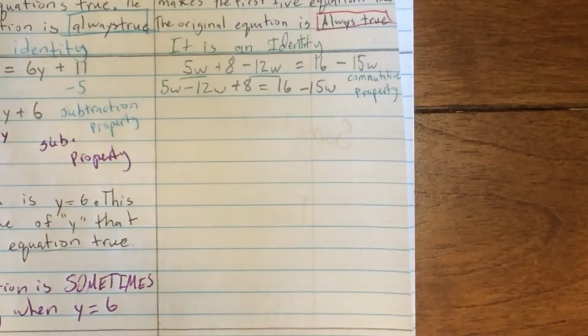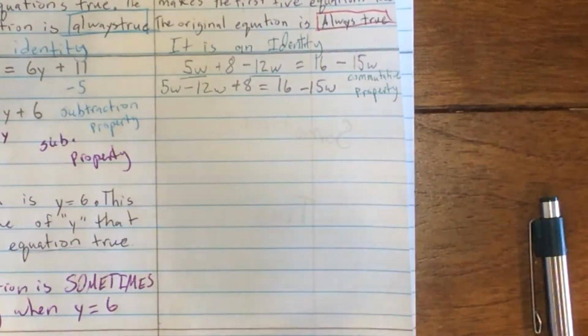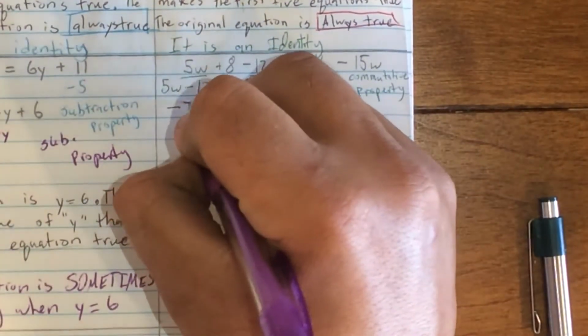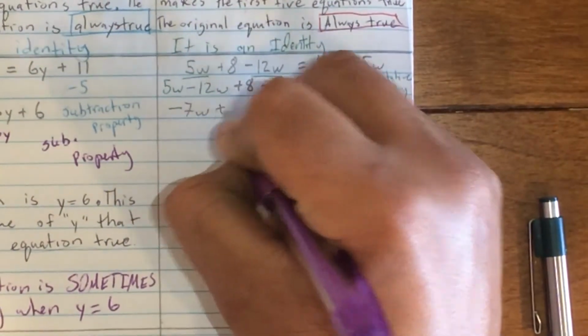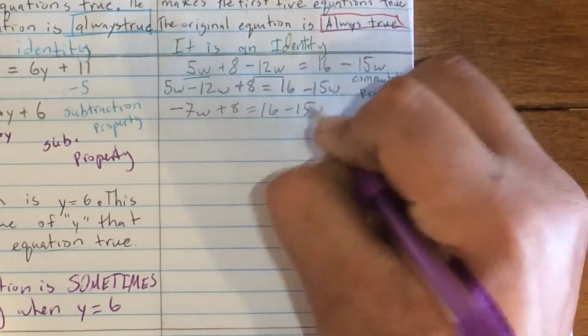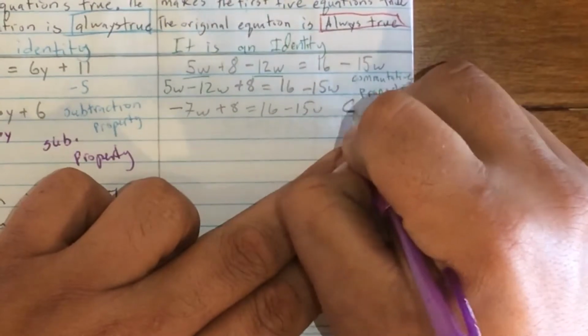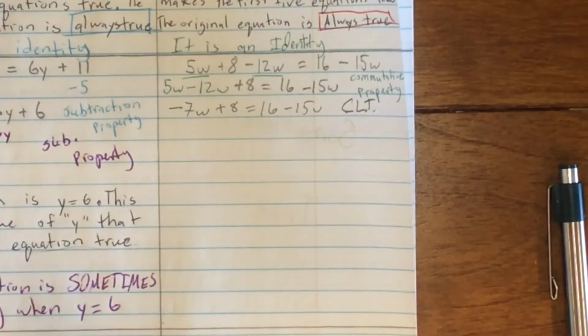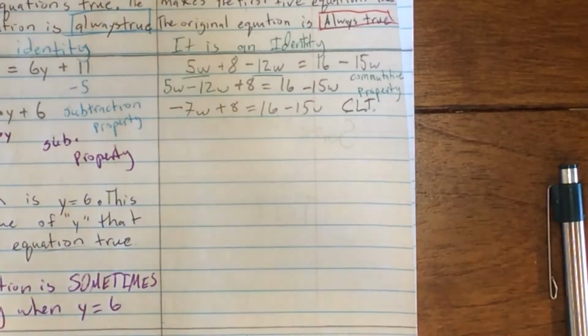Now we're going to use our, looks like subtraction property. Well, let's actually combine like terms first. So 5w minus 12w gives us a negative 7w plus 8 is equal to 16 minus 15w, and that's because we combine like terms. All right, now we can go ahead and use our subtraction property.